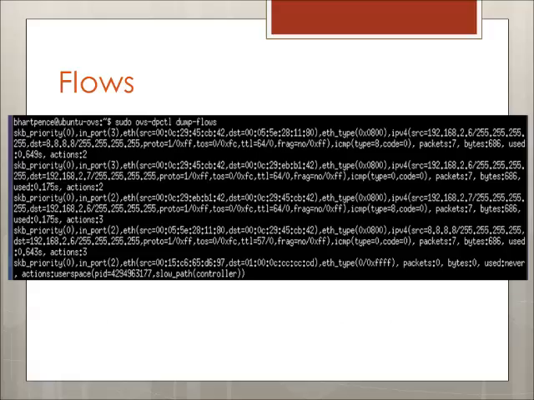Here's an example. It's a little tough to see, but what you're looking at here is flows. This is information coming from an OpenFlow enabled device that describes things that are happening on the network at this particular moment.